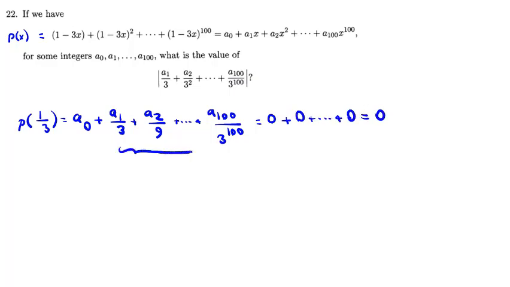Now, because we want to find the absolute value of this, we should find a0. We know p of 0 equals, if you replace x with 0 here, a0, and if you replace x with 0, all of them will be 1, and we have 100. So this term is 100, so this term equals negative 100, so the absolute value of that equals 100.